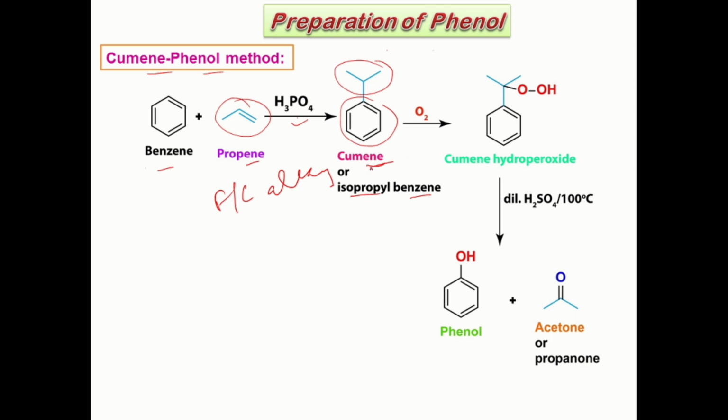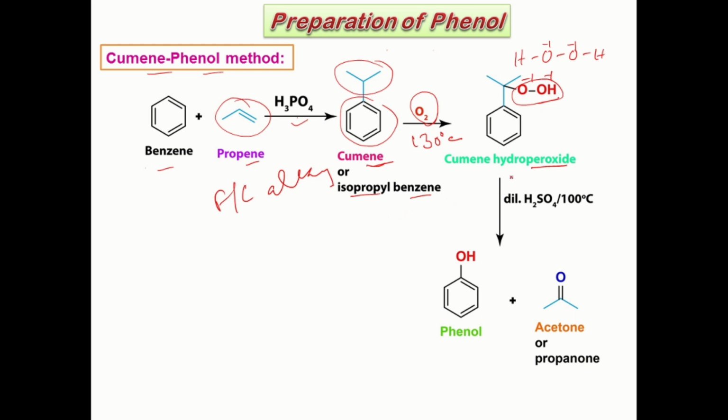Next, this cumene oxidizes in the presence of oxygen at 130 degrees centigrade temperature to form cumene hydroperoxide. See, this is the hydroperoxide linkage. It looks like a hydrogen peroxide. Here the oxidation number of the oxygen is -1, here also the same, -1 and -1. So this cumene to cumene hydroperoxide mechanism is known as the free radical mechanism.